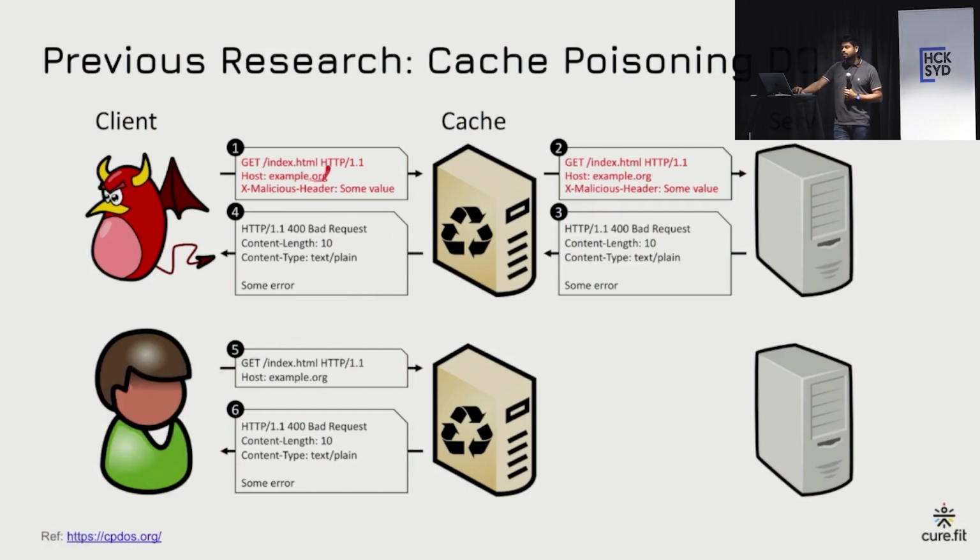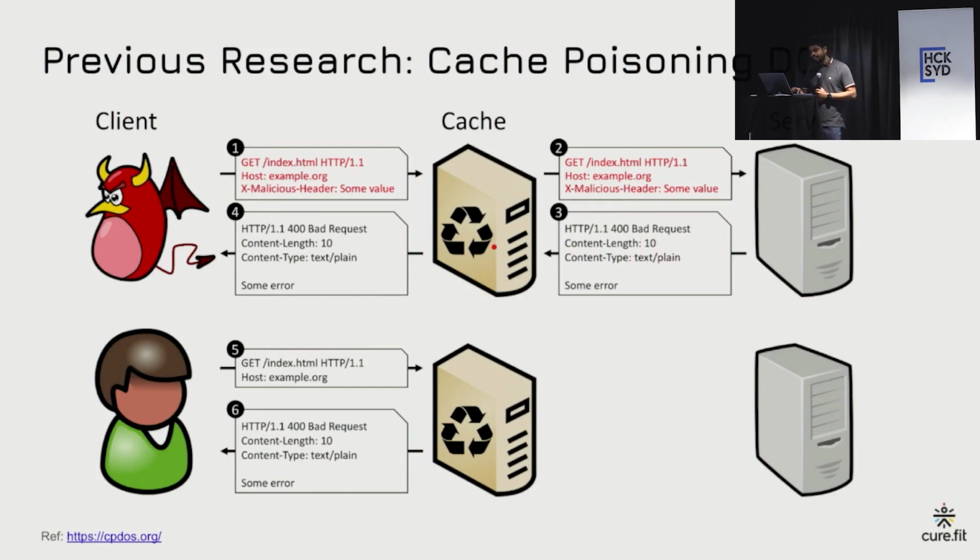So in the first box, we can see a client is requesting index.html with a malicious header with some kind of value. So it is requesting it from the main server. It will first pass through the cache server, and it will keep a copy of the response when it gets it from the main web server. The main web server will not serve such a request because it contains the malicious header. So it will show a bad request, and that copy will be stored in the cache server.